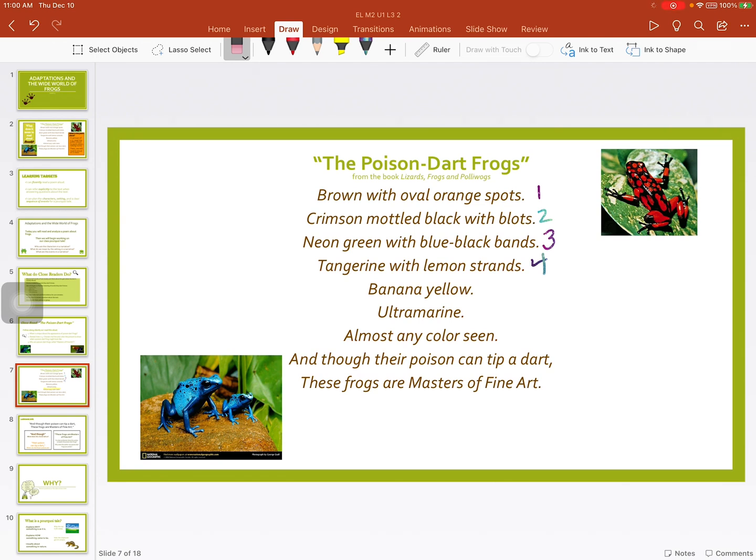Brown with oval orange spots. Oh, adjectives, I see them. Neon green, black blue bands. All of those are adjectives.